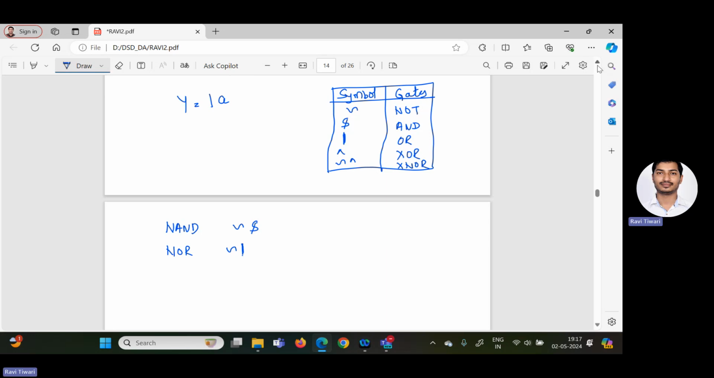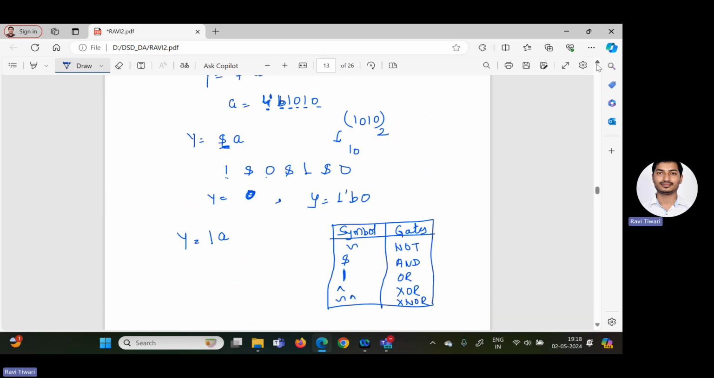Now we will come back to the same question. For example, we have A is equal to 4'b1010, and I am writing Y is equal to OR operator A. What does it mean? It will perform the OR operation between 1 or 0 or 1 or 0, because it is a bitwise operation. A was 1010, so it will perform 1 or 0 or 1 or 0, so it will give you 1. Clear?